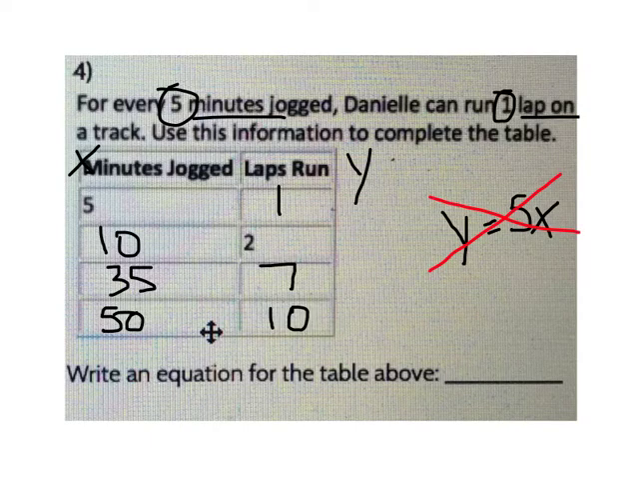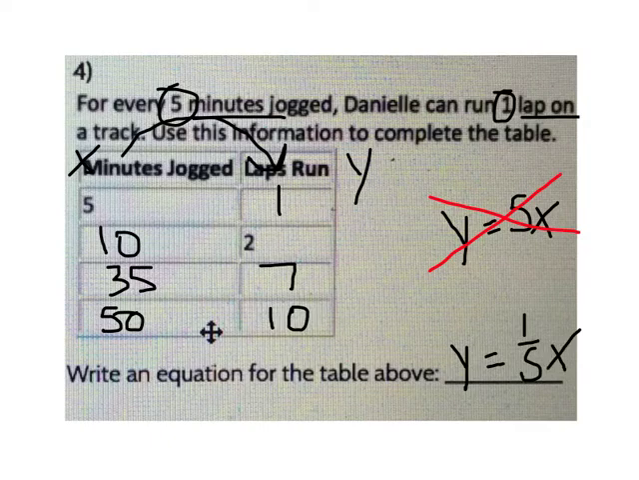If you said y equals 5x, you are incorrect, and you've gotten caught in one of the biggest mistakes that kids make. Remember that I'm moving from my independent variable to my dependent variable. So the question is, how did I go from 5 to 1, or 10 to 2, or 35 to 7, or 50 to 10? Whatever it is that I'm doing, I have to be able to do it for all values in my table. So the correct equation would be that y is equal to 1/5 of x. Another equivalent equation could be y is equal to x divided by 5.